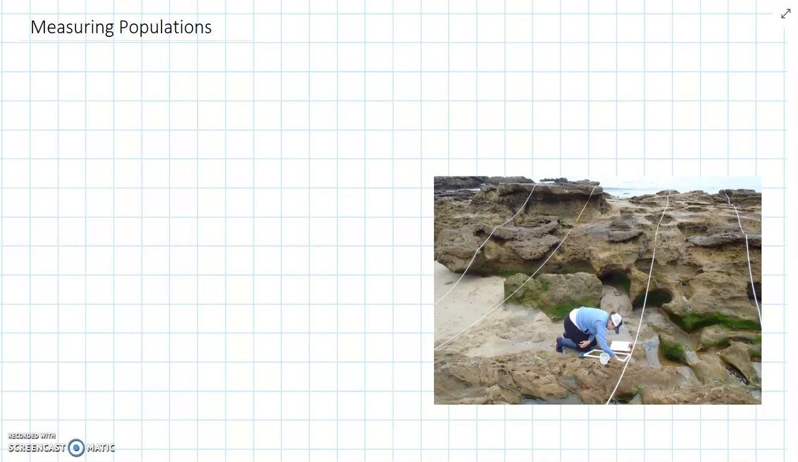When ecologists are studying populations of animals or plants, they often need to measure how big that population is, and then they can study whether it's changing over time. So there's a few different ways that scientists have come up with of measuring the size of a population. And it really depends on the type of organism that they're looking at. So the easiest method is just simple counting.